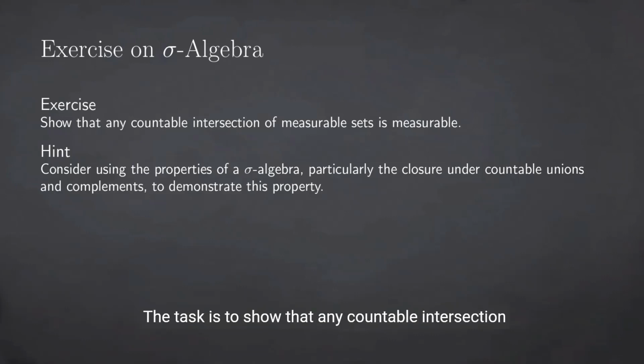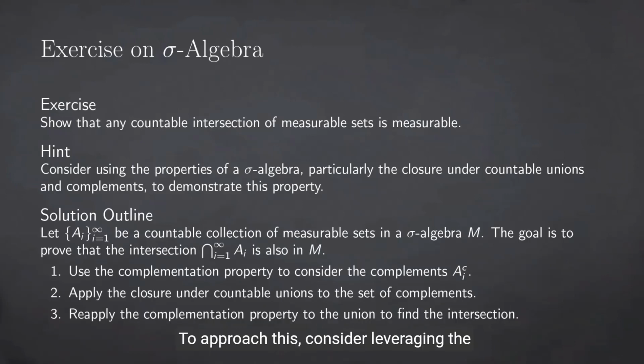Let's engage with an exercise to deepen our understanding of sigma algebras. The task is to show that any countable intersection of measurable sets is measurable. To approach this, consider leveraging the foundational properties of a sigma algebra, specifically its closure under countable unions and complements. These properties will guide us in demonstrating the measurability of intersections.